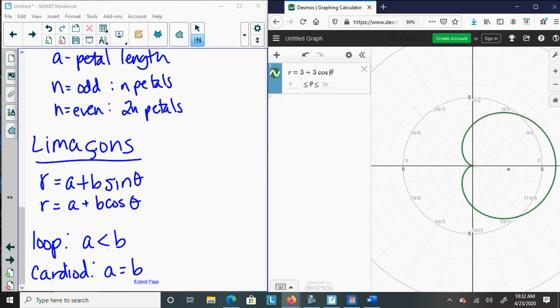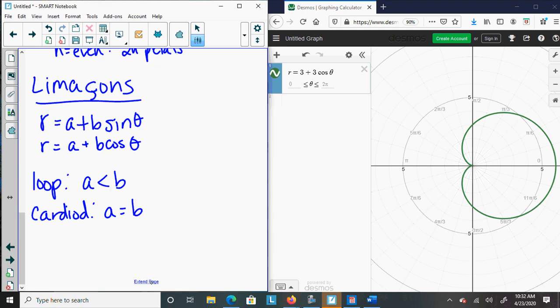It looks kind of like a heart. That's why I call it a cardioid. But you see the same thing, we cross at 3 and 3. That's from our A value. 3 plus 3 is 6. 3 minus 3 is 0. So that's what we get from that part. Those are cardioids when the A and the B equal each other.